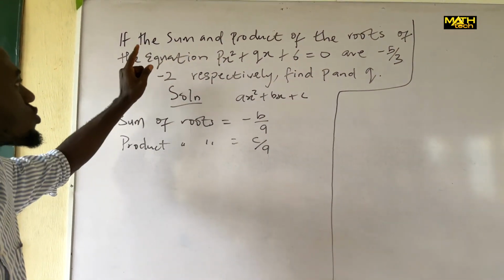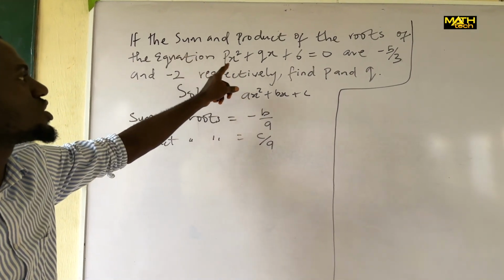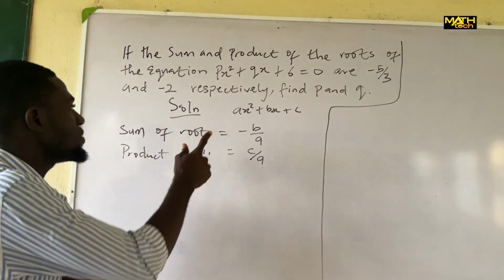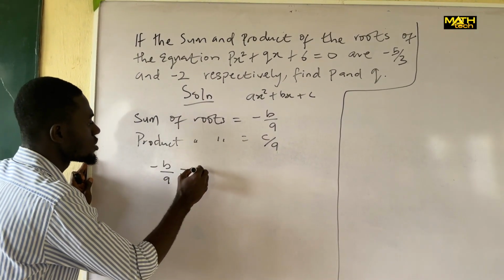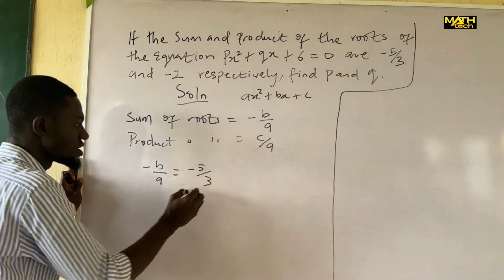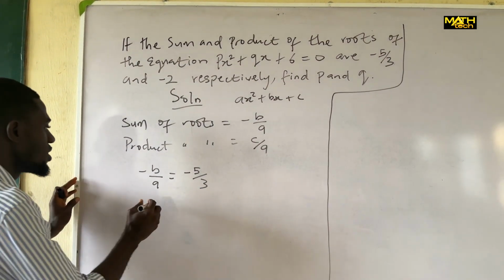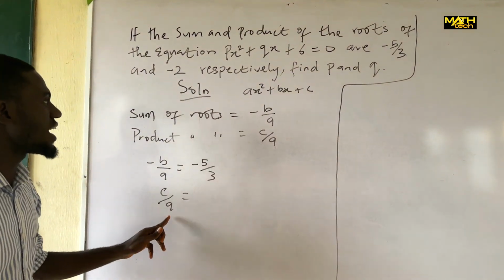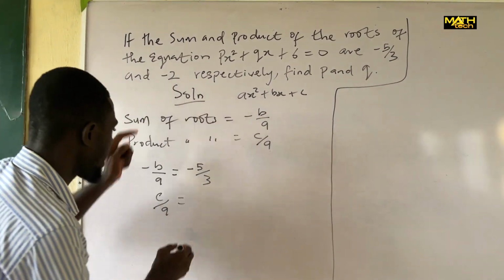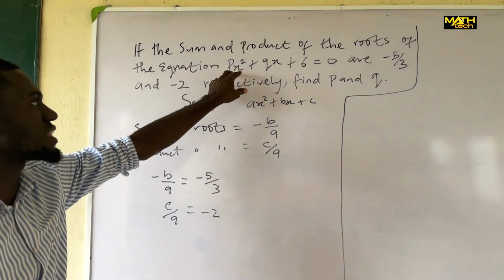So now, in this question, they are telling you that the sum of the roots of the equation is minus 5 over 3. It means that our minus b all over a is equal to minus 5 all over 3. And the product of the roots is c all over a, and they give you the result that when you do c all over a, the result will give you minus 2.